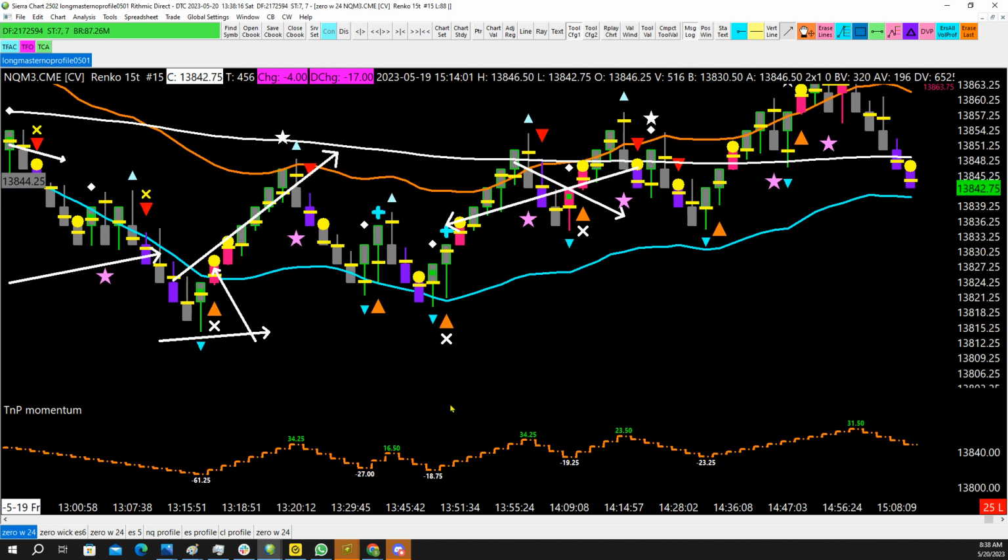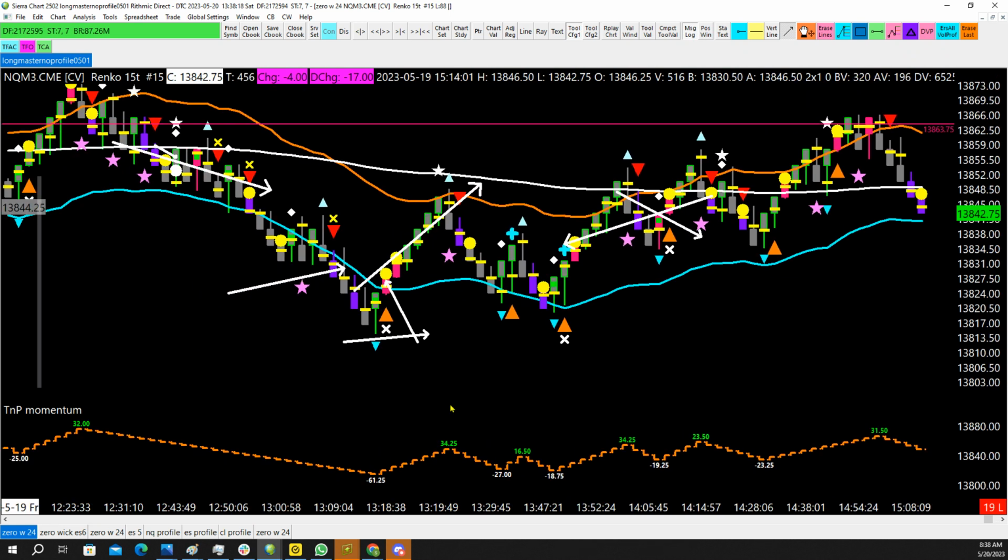Okay, so it also works on CL. The pattern pretty much works on everything. It's telling you something very, very specific about order flow.